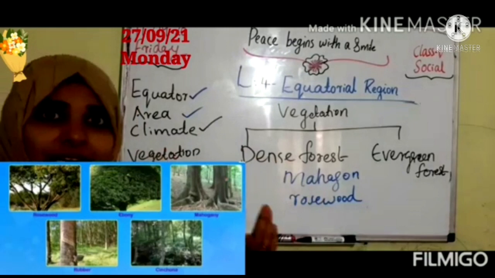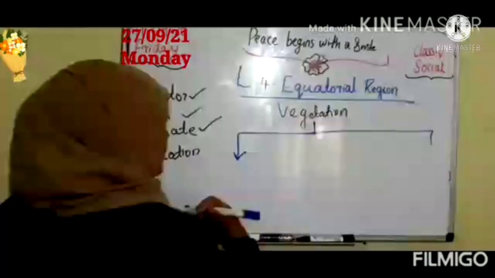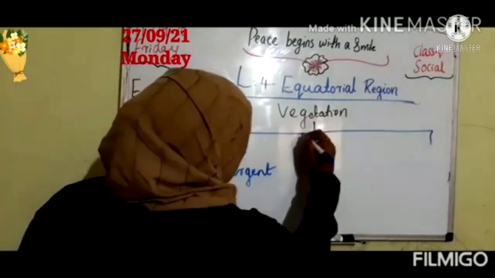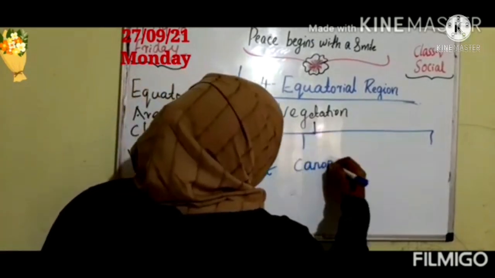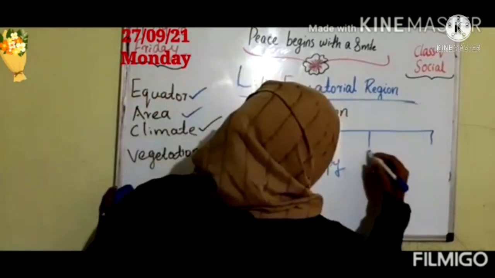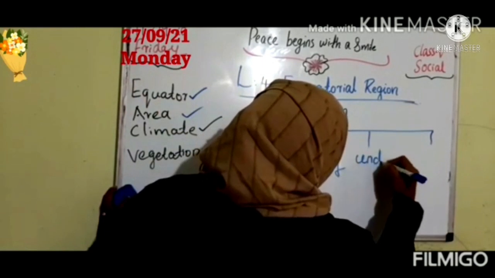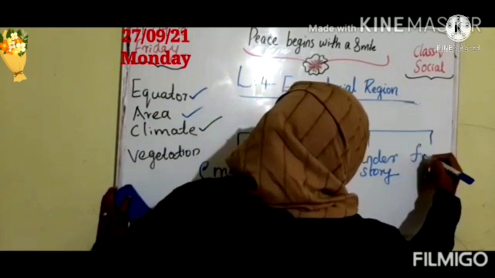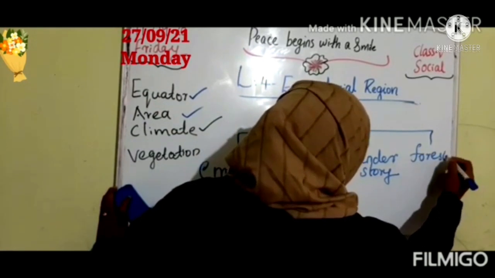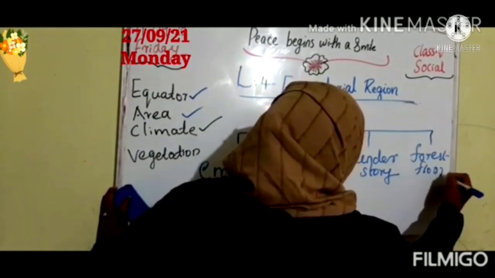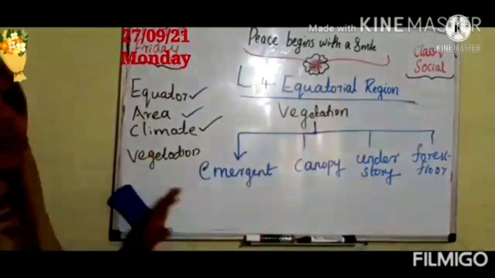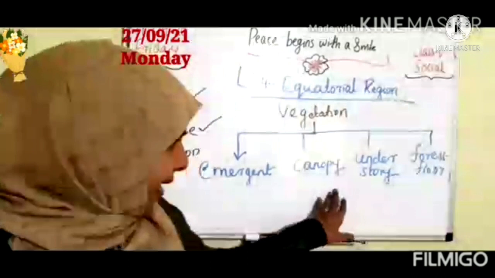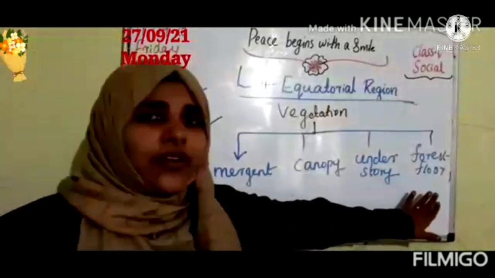The rainforest is classified into 4 layers. First one is emergent. Second, canopy. Then third, understory. Then the last one is forest floor. These are the 4 layers of the rainforest. What are they? Emergent, canopy, understory, forest floor.